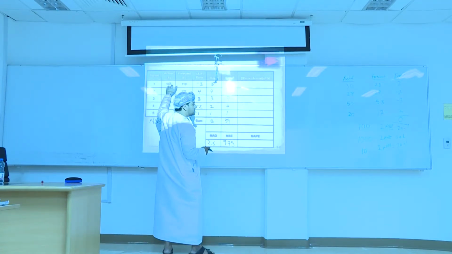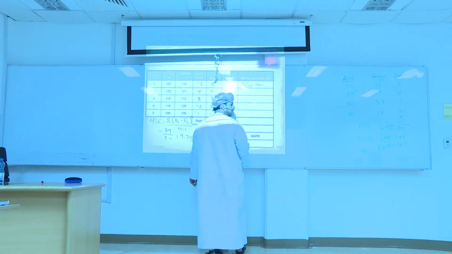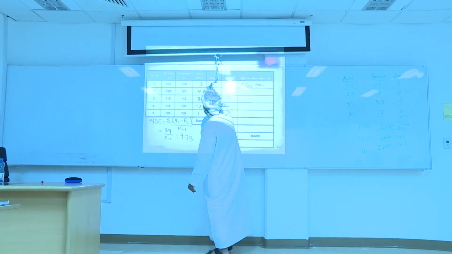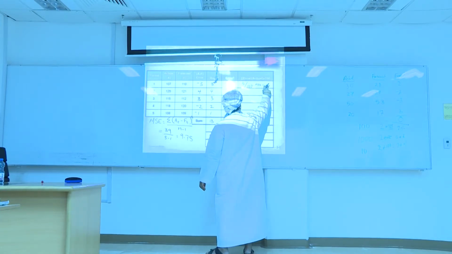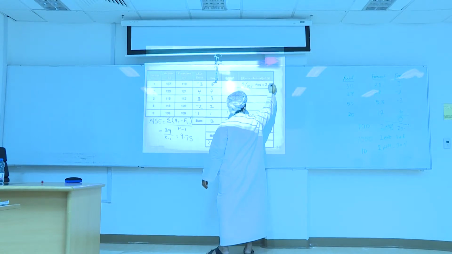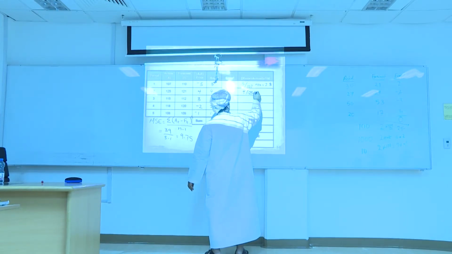Here's the actual, 107. So the first one will be 3 over 107 multiplied by 100, isn't it? See? 3, which is the absolute, divided by the actual. You multiply by 100. That will give you some value. What is that value? 2.8. The other one is which? 4 divided by, multiplied by 100.